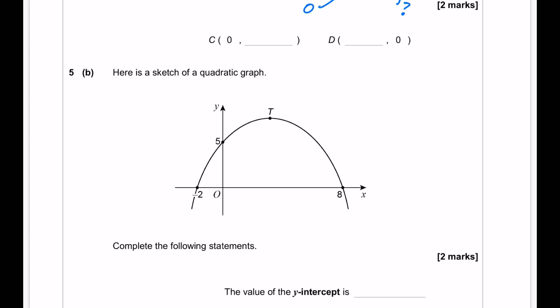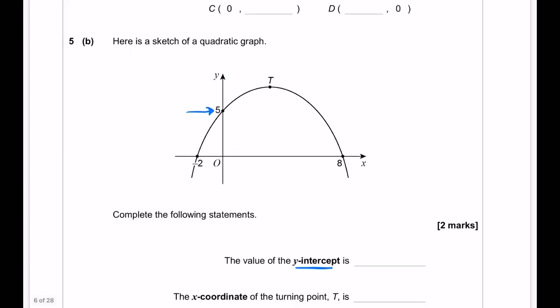So it says the value of the y-intercept, which is here, is, now I've made it very easy. That's not really a hint, is it, where it crosses the y? What about the next bit? The x-coordinate of the turning point. So here is the turning point.